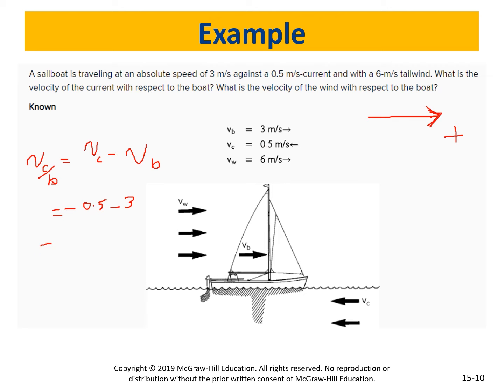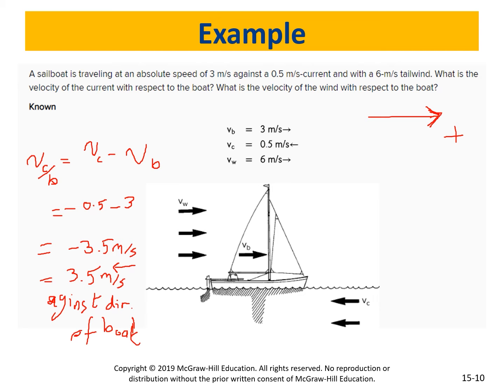So that's going to be minus 3.5 meters per second, or you can say that this is 3.5 meters per second. In which direction? In the direction of the current, right? Or against the direction of the boat, because it's with respect to the boat. So you say 3.5 against the direction of the boat. Does that make sense? Or you can say that's 3.5 going the other way, left. I'm fine with that, as long as you have a notation for me to follow.